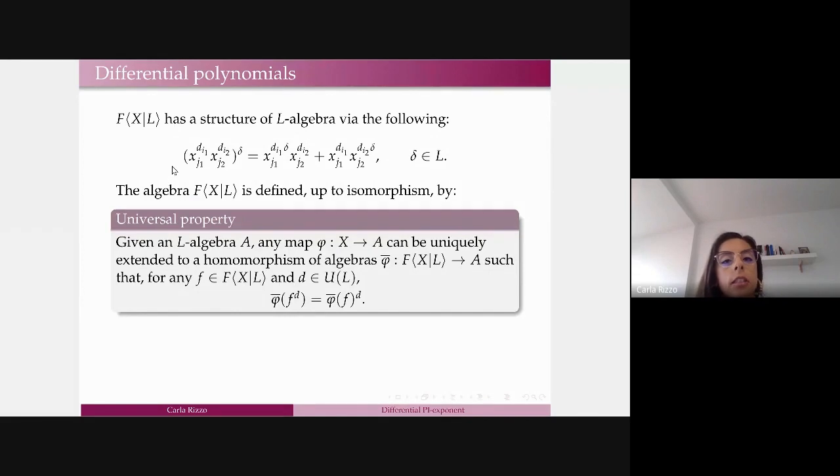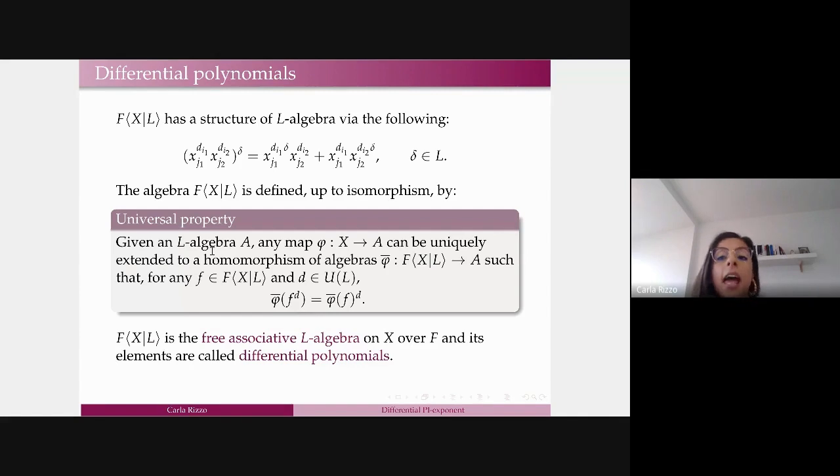This free associative algebra actually has the structure of an L-algebra, by defining in a formal way this action. So we are imposing that L acts by derivations on our free algebra, and this free associative algebra satisfies this universal property. That means that it is actually a free associative L-algebra, okay? And we call its elements differential polynomials.